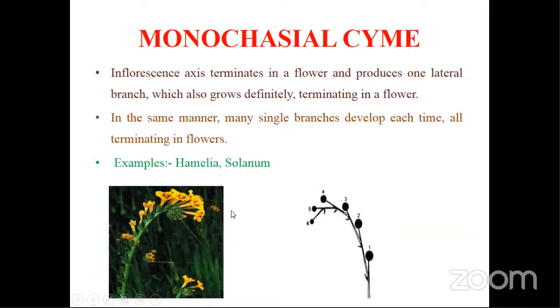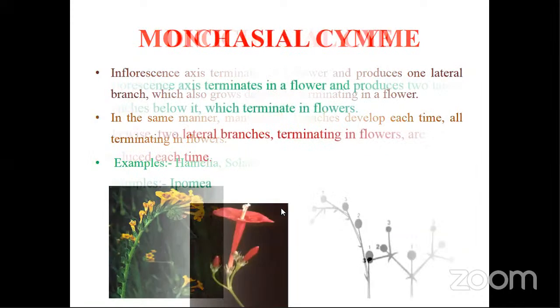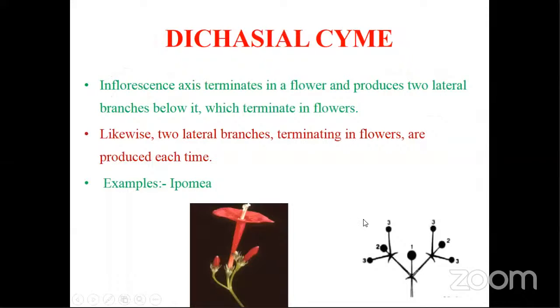Okay, and here mono means single. The inflorescence axis terminates in a flower and produces one branch. And if the inflorescence axis terminates in a flower and produces two branches, likewise the growth continues. Here, the inflorescence axis terminates in a flower, produces two branches, which also terminate in a flower. And again, they produce two branches, which also terminate in a flower. Likewise, each time two branches will be produced.